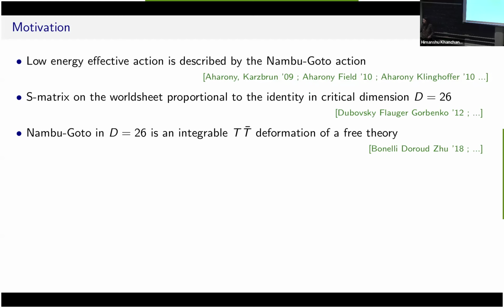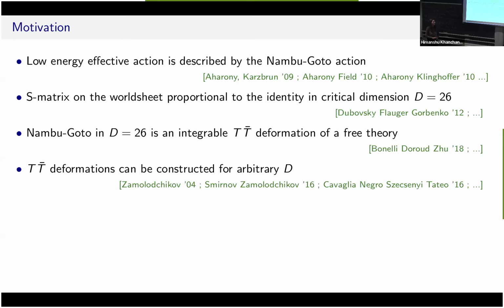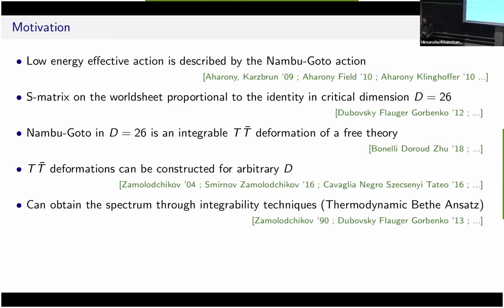And the TTbar deformation can be constructed for arbitrary dimension D, also not necessarily in the critical dimension, but also in other dimensions, in particular D equal to 3 or D equal to 4, which makes it particularly interesting to apply to QCD. And using this description as a TTbar deformation, one can obtain the spectrum, so one can compute physical observables using integrability techniques, in particular the thermodynamic Bethe Ansatz.